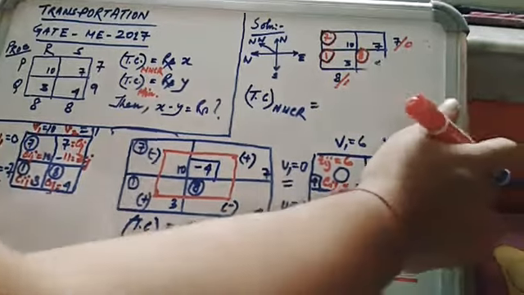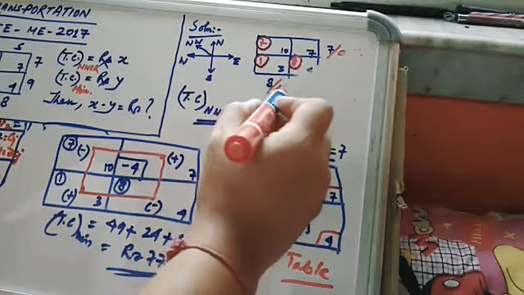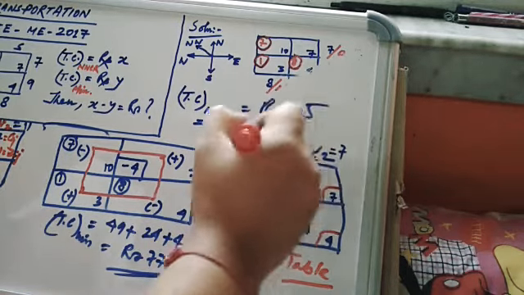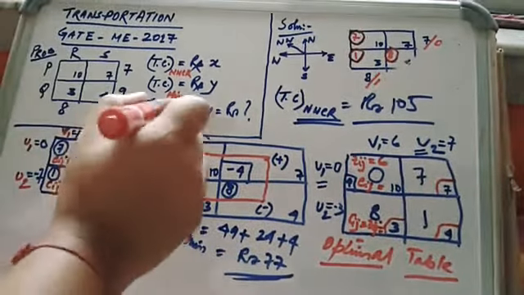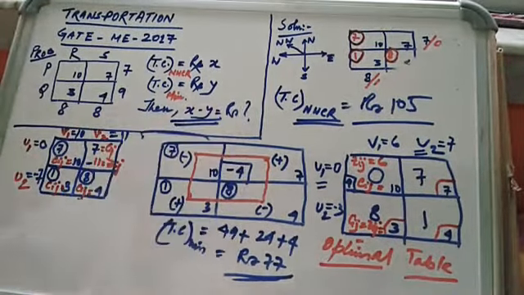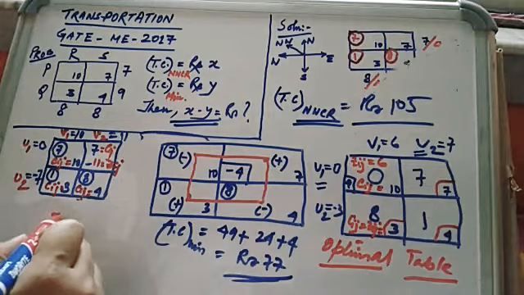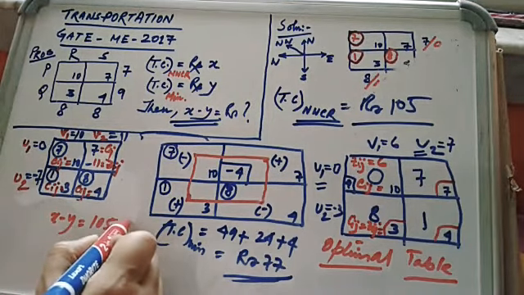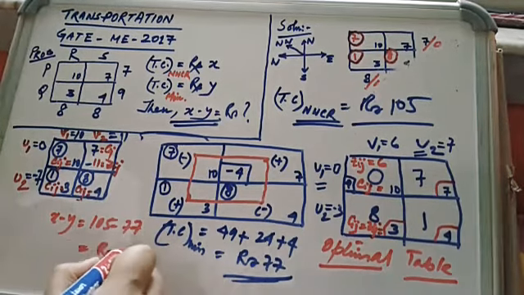And the total cost we earlier got from NWCR, how much did we get? That was rupees 105. Already we have got it. So they have asked the difference. They have asked the x minus y value. So x minus y is equal to 105 minus 77, which gives you rupees 28.